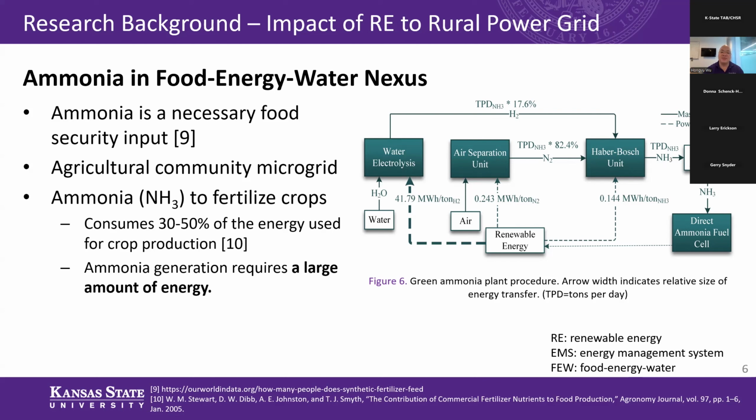On the right, we can see a community-based green ammonia production process powered entirely by renewable energy. We call that the green ammonia process. It includes water electrolysis to generate hydrogen, air separation to extract nitrogen, and also the Haber-Bosch process to synthesize ammonia. This allows us to replace fossil fuel and produce ammonia.